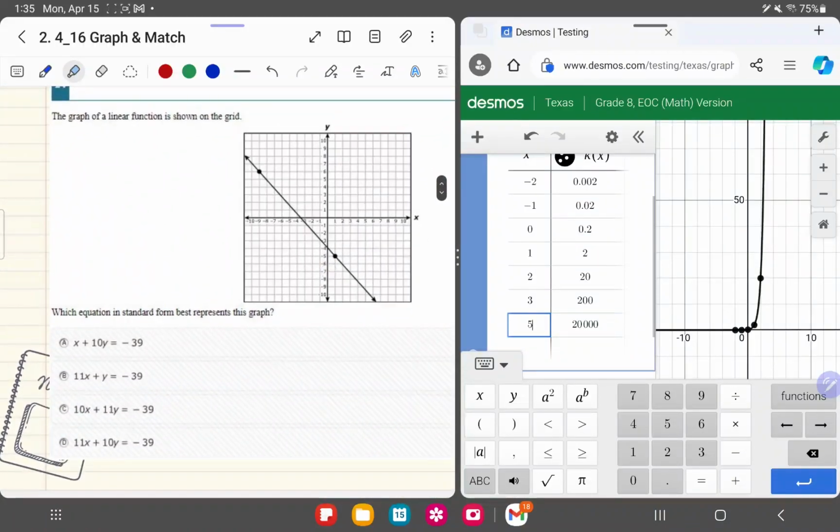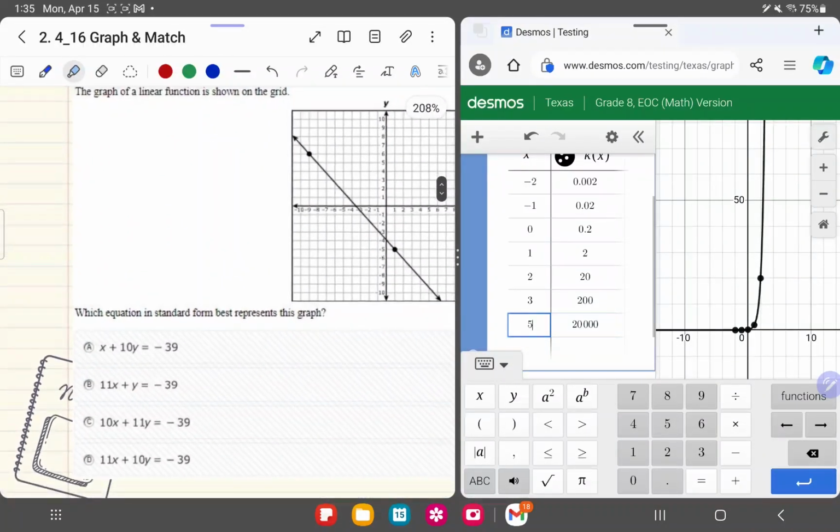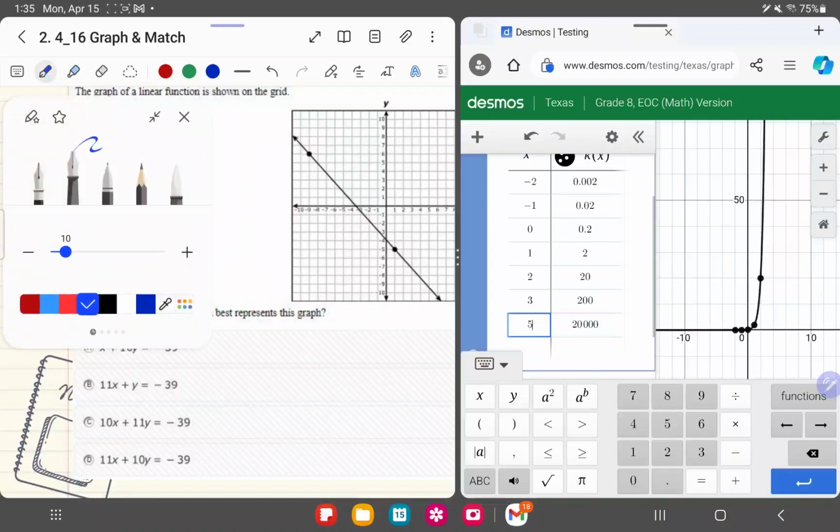It says right here, the graph of a linear function is shown on the grid. Which equation in standard form represents this graph? Now, I'm going to show you and tell you how to do this problem. I would highly recommend you learn how to change standard form to y-intercept form. Hopefully they taught you that in class. If not, I'm going to show you a quick way to do it, and it's a couple of steps.